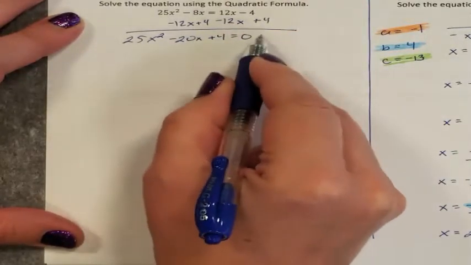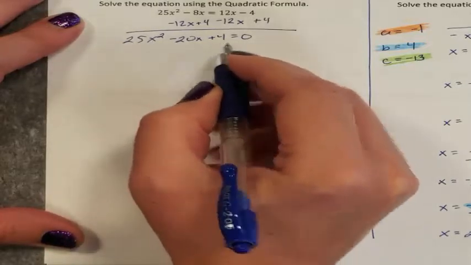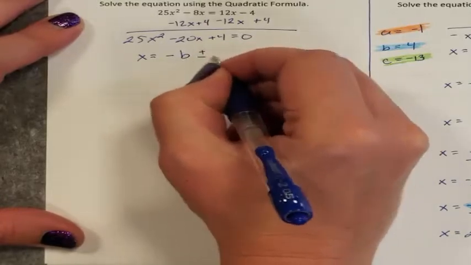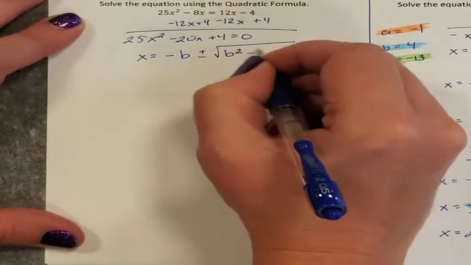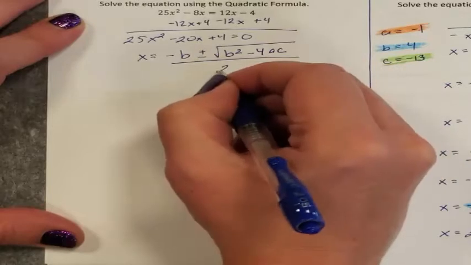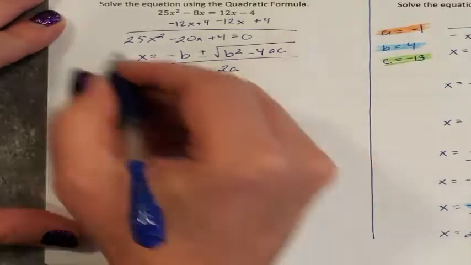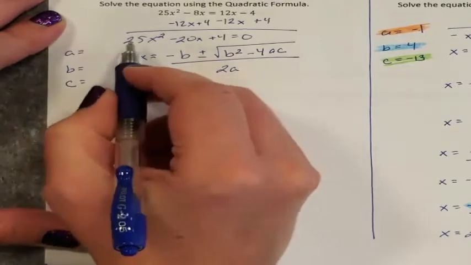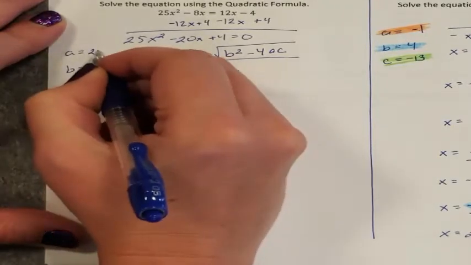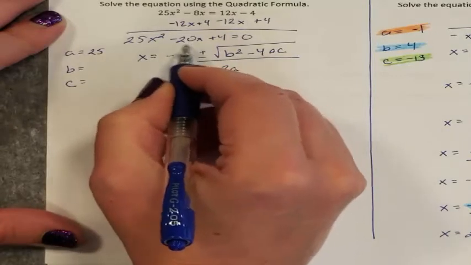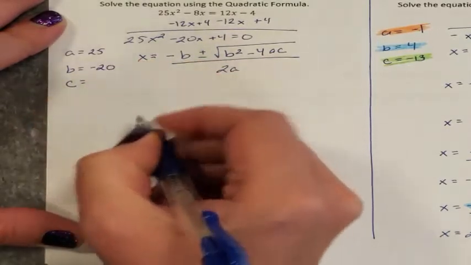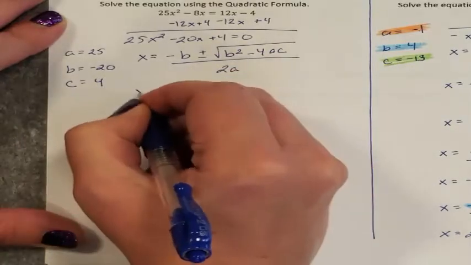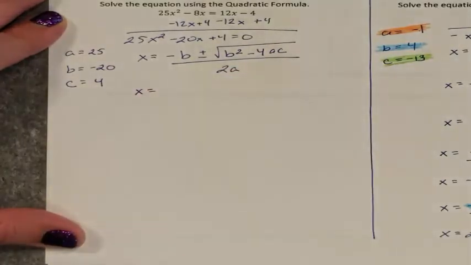Now that it equals 0, and I have an x squared, x, non-x, I can use the quadratic formula. X equals negative b plus or minus the square root of b squared minus 4ac all over 2a. To be able to use this, I needed to identify my ABCs. A is always the value in front of x squared, so a is 25. B is always the value in front of the x, so my b is a negative 20. And c is always the lonely number with no variable. My c is 4. I'm going to go ahead and rewrite it using my colors.